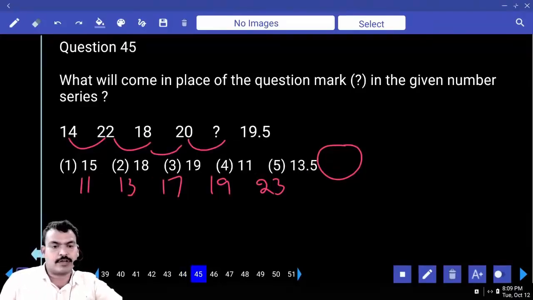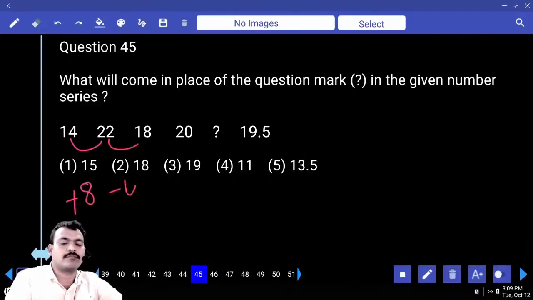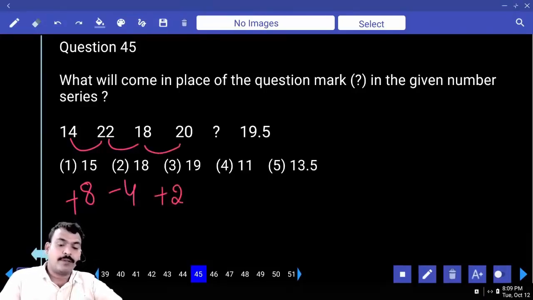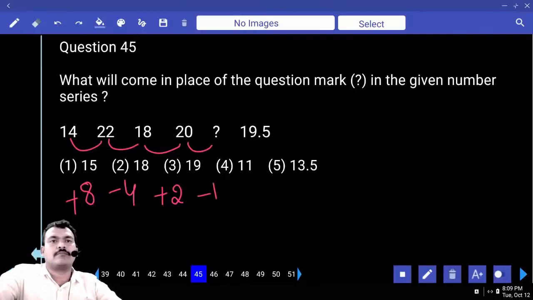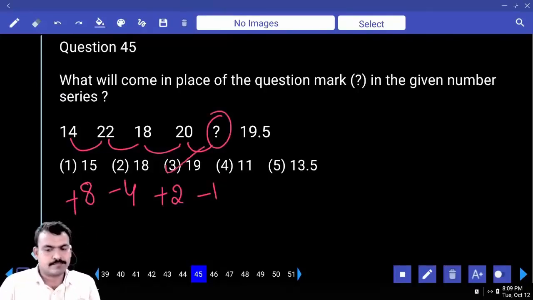Next, question number 45. What is the first difference? 8. Next difference, 4. But minus 4 or plus 4? Minus 4. 18 to 20, plus 2 or minus 2? Plus 2. Plus 8, minus 4, plus 2 means half each time. What is half of 2? Minus 1. 20 minus 1 is 19. Then the question mark value we return is 19. Which option? Third one.